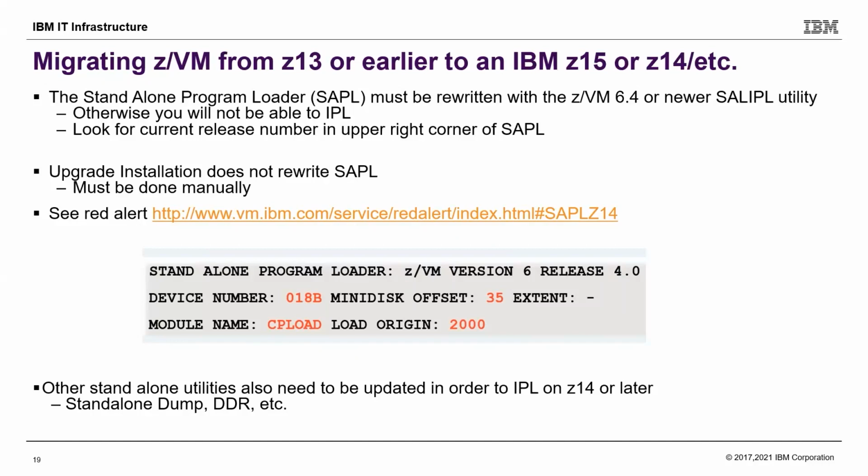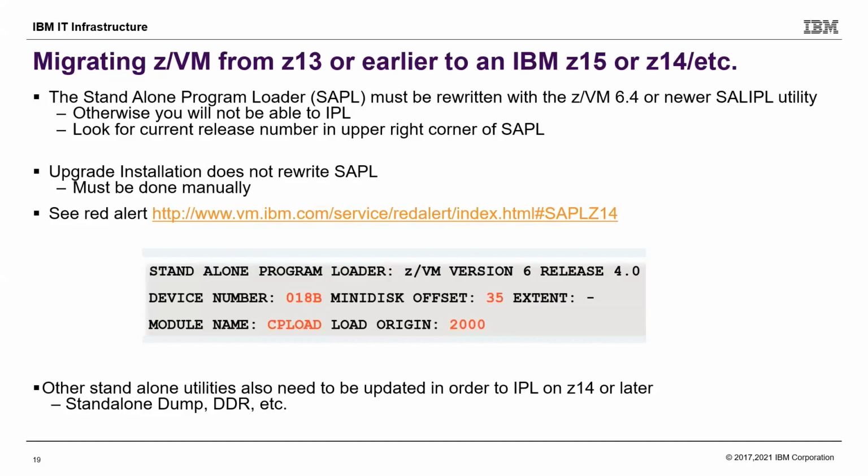Now, why do I say z/VM 6.4? But John, z/VM 6.4 isn't even in service anymore. Well, that's true, but z/VM 6.4 was the first level of z/VM where we had support for those processors. So if the loader program was created with the SALIPL from 6.4 or later, you'll be okay. If you were previously running 6.4 and you updated the loader program at that point, you'll be okay. But if you hadn't, then you'll have to do that. And how this can happen is, well, when I install VM, we create the loader program. Yeah, that's true.